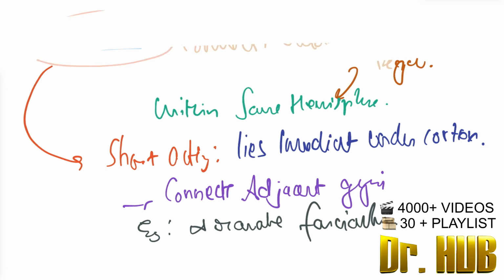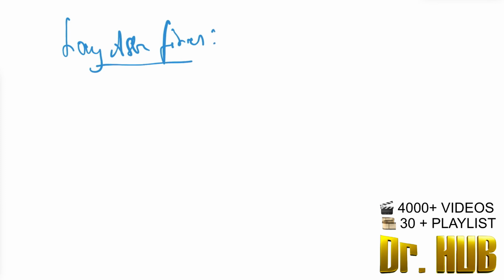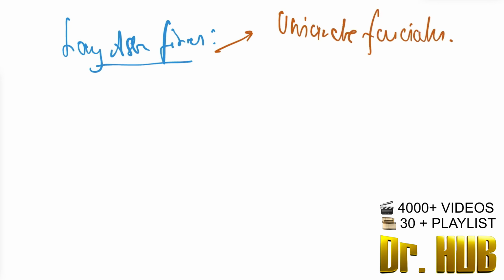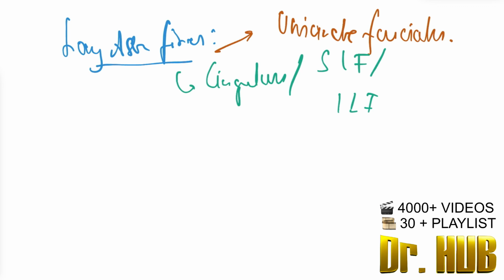So let's look at the long association fibers. Under the long association fibers, it includes the uncinate fasciculus, and there is also the cingulum and the superior longitudinal fasciculus. There is the inferior longitudinal fasciculus.